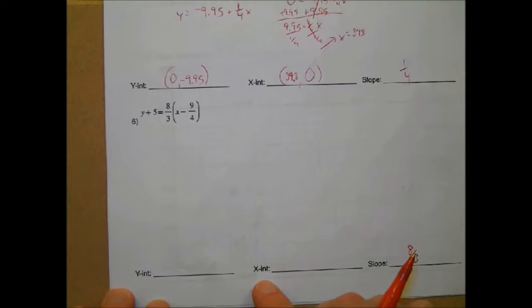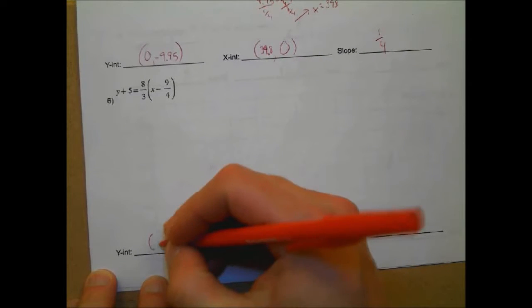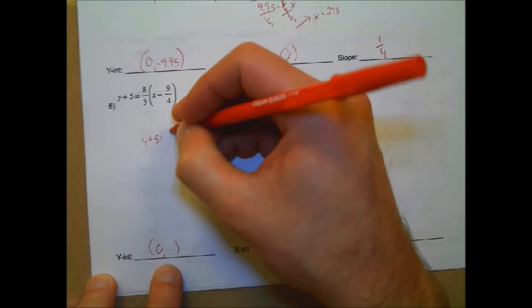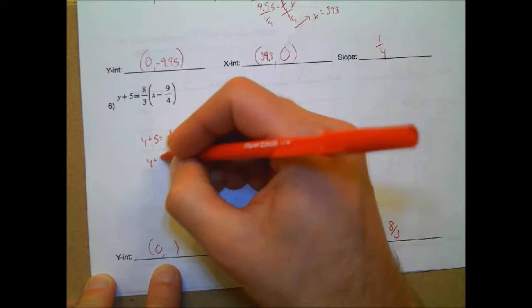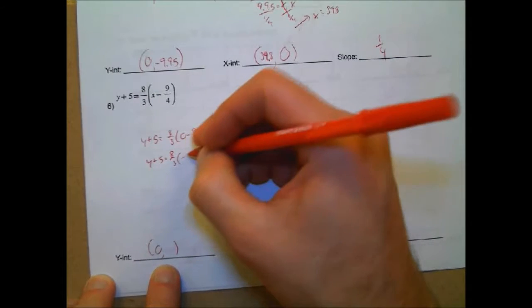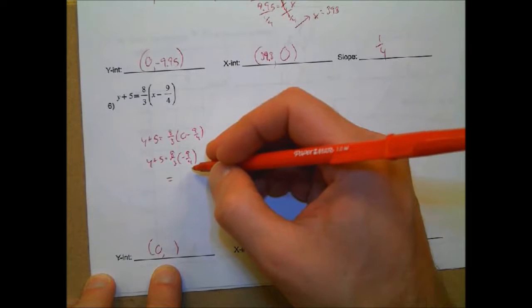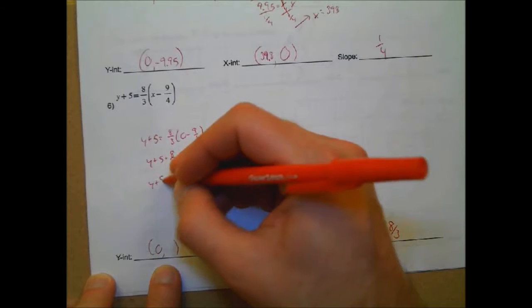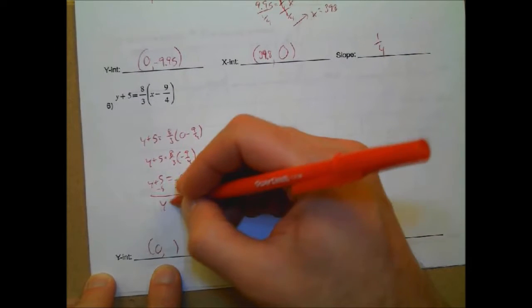Okay? So now we're going to solve here. I'll put 0 in for the x-intercept, and we'll solve for y. So 8 over 3 times 0 minus 9 over 4. Y plus 5 equals 8 over 3 times negative 9/4. Multiply this out, and you get, that's not too bad, actually. It's negative 6. Okay, subtract the 5 over. Y equals negative 11. Okay?